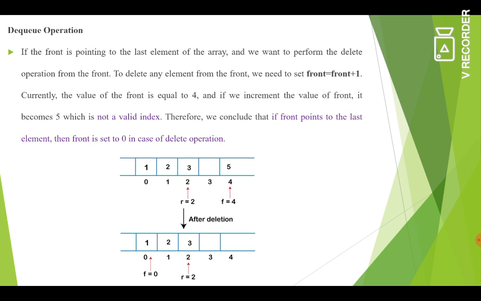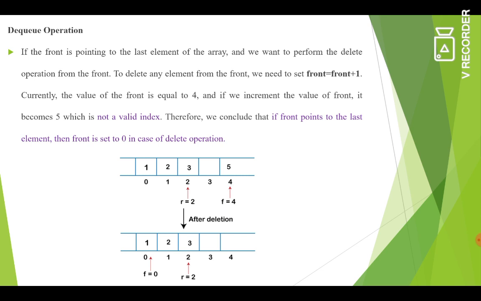If the front is pointing to the last element of the array, and if I want to perform delete operation from the front, I have to increment the front pointer by 1. That is, I am going to delete the element at index 4. After deletion, front should be incremented by 1, which gives you the value 5. We know this is not a valid index. So you have to set front as 0.